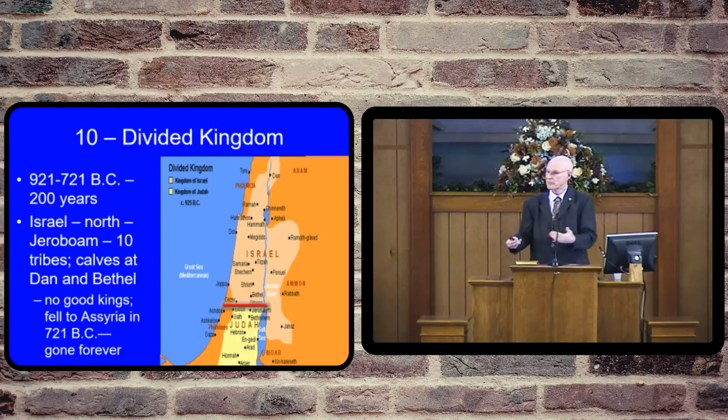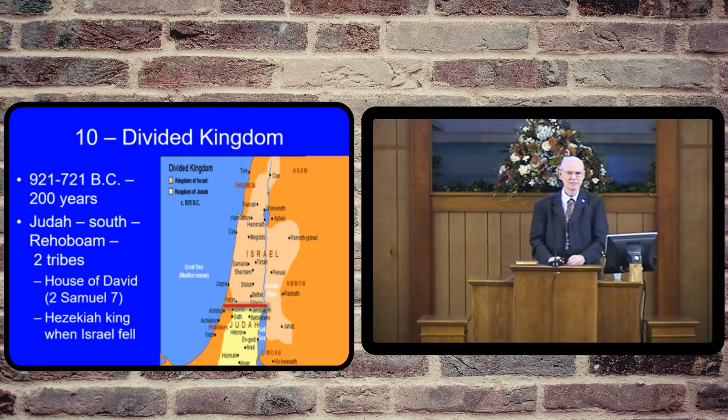Jeroboam did not want the people to go back to Jerusalem, to the temple to worship. So he built the calves, one at Dan and one at Bethel. There were no good kings in Israel. None that followed God. None. The nation of Israel, the northern kingdom, fell to Assyrian captivity in 721 BC. Gone forever, never to be reassembled as a nation again.